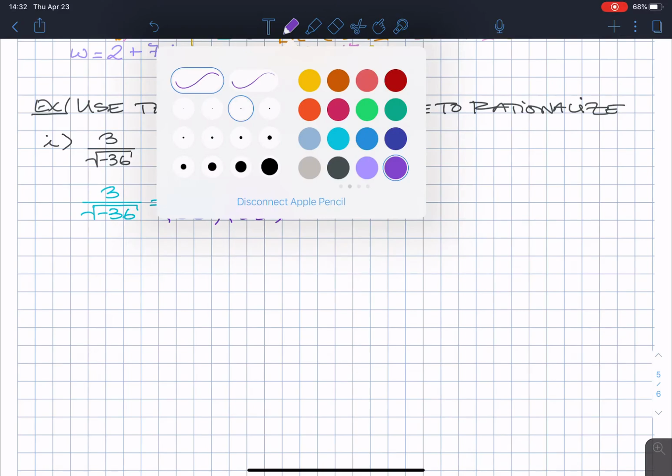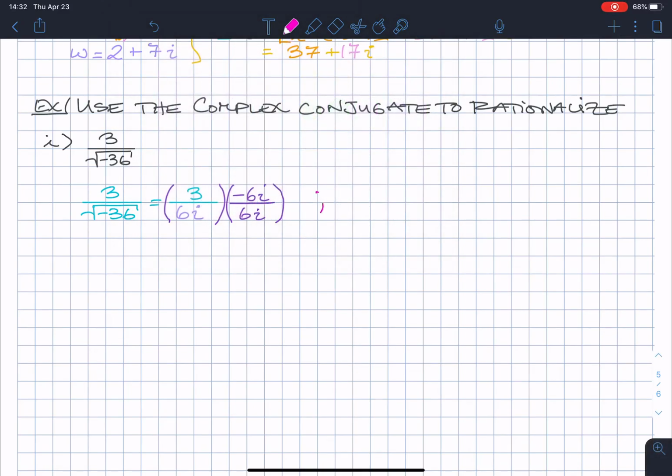This is because we had z equals 0 plus 6i, meaning the real part didn't exist. So z bar will be 0 minus 6i. The complex conjugate, notice, oh shoot, I forgot to put that there. Notice that it's the imaginary part that's always negated, not the real part.